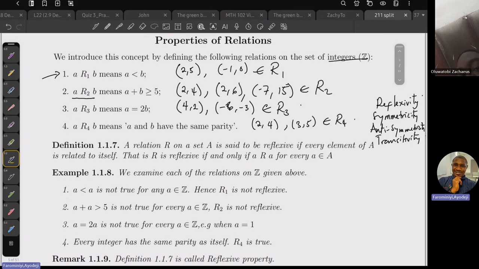The first one, reflexivity. A relation is said to be reflexive if for any element of the domain we have that element is related to itself. Okay.